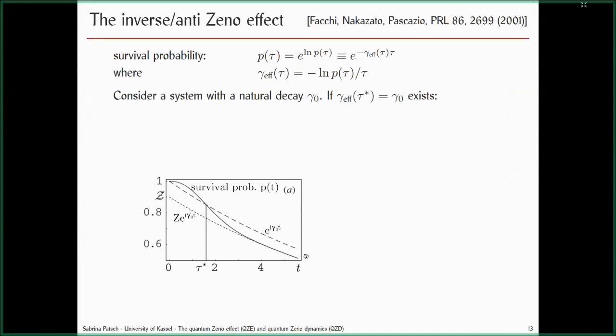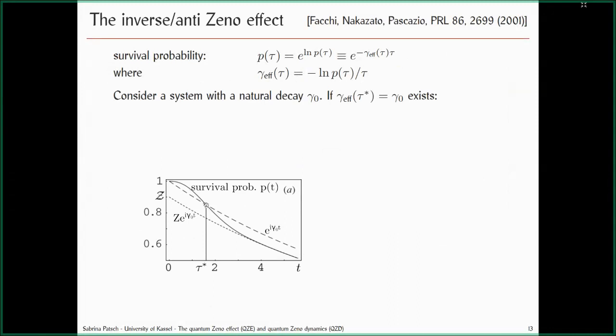So now we can consider that our system has a natural decay gamma 0. We assume that we have a decaying system with this natural decay rate, and it can be, so it doesn't have to be, but it can be that our effective decay rate at some time tau star is actually equal to gamma 0. So there might be some time where the two decay rates coincide, and you see that in the lower plot. The dashed line, the upper one of the two, is this e to the minus gamma 0 t. And at some point they cross, at this time here, which is also labeled as tau star.